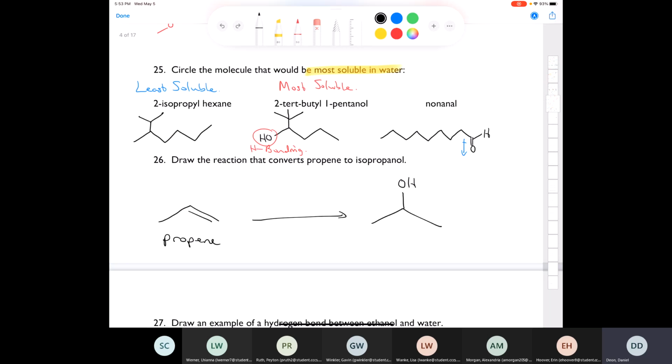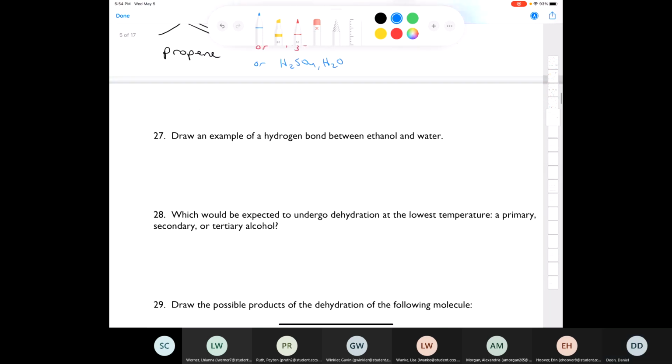So what do you need to do that? You just need some acid and water. And if you don't want to write that, if you wrote H3O plus, that works. If you wrote H2SO4 in water, they all are going to do the exact same thing. Okay, all you're denoting is that you've got acid and water. That's it. And that's another example of a Markovnikov addition. Nothing more than a good old Markovnikov addition. So you can see that it's pretty important, the Markovnikov addition.